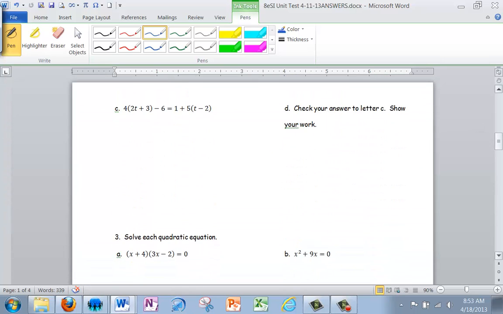Okay, next page. This one is also linear. Distribute, solve, went well for most of you. A couple of mechanical errors. T is equal to negative 5.